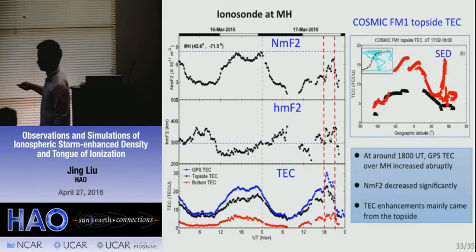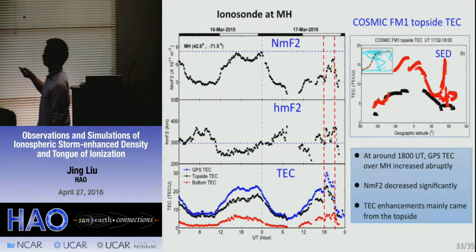So we see this jump-like enhancement here. The jump enhancement of TEC mainly comes from the top side. The top side contribution is about 8 TECU, with a little enhancement in the bottom side ionosphere. At the same time, the NmF2 here was much weaker than the quiet time reference. The dashed line is the reference value, but HmF2 was increased here.